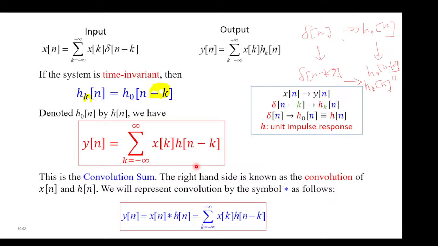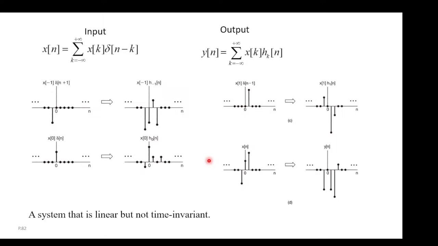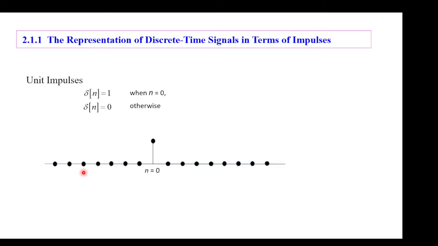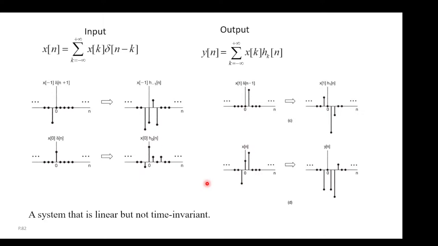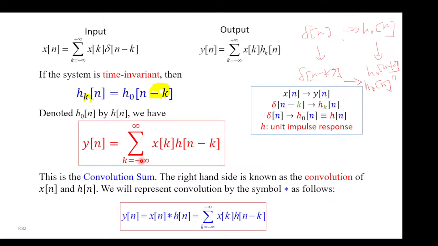And what's h of n? h of n is the unit impulse response. It's what you get when you hit the system with the unit impulse. And remember, the unit impulse is the easiest function we have. You hit the system with the unit impulse, and you get the unit impulse response h of n. And once you know h of n, you basically know how the system responds to any signal. For any signal, you can just think about this linear combination.